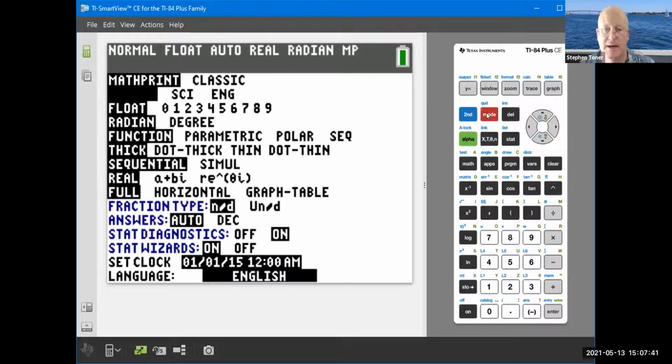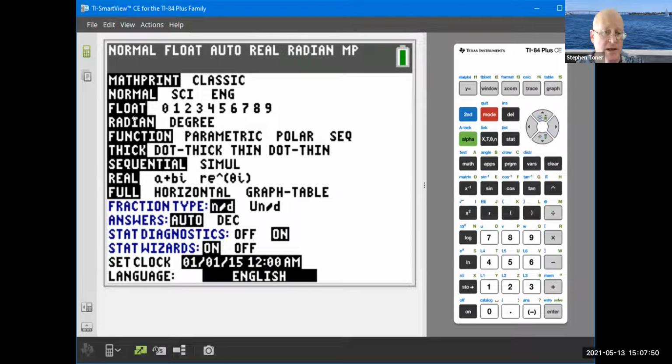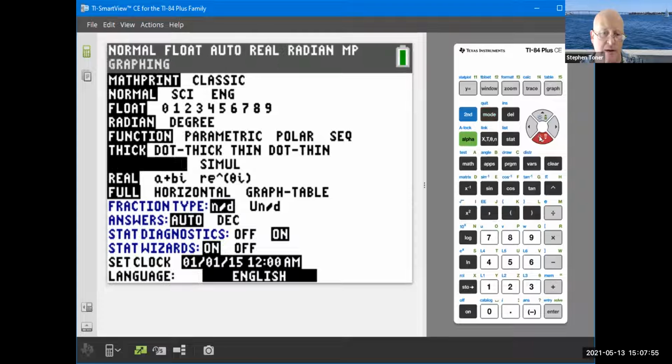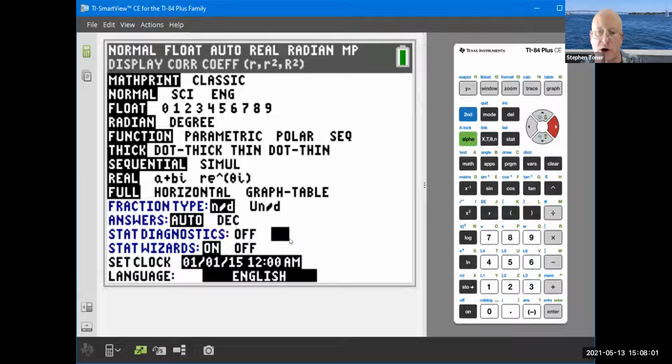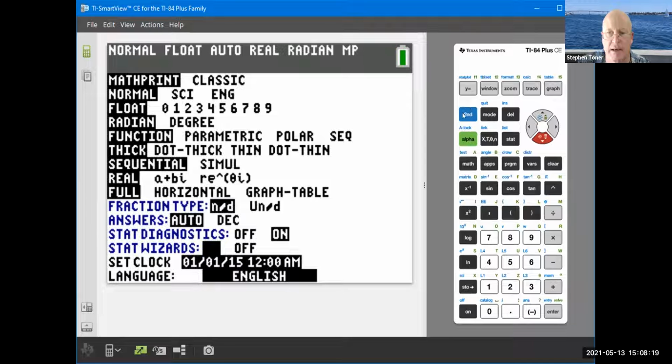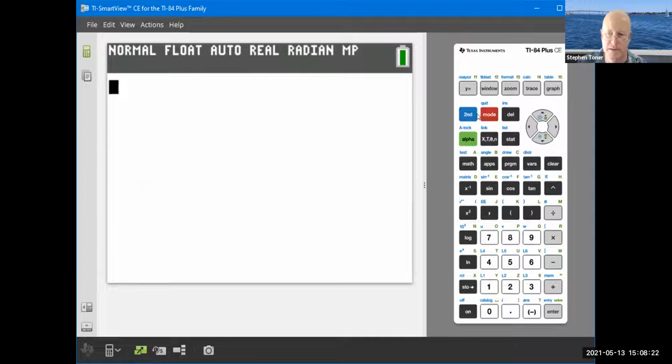If you hit the mode button, depending upon the model of calculator you have, you may have a lot of different choices. Essentially, you want the entire first column highlighted for yourself, except if you have a model of a calculator down here that has a stat diagnostics. You want your diagnostics turned on, and if you have a stat wizard button on the next line, you would like to have that turned on also. I don't ever bother with setting the clock because you never need the clock on these calculators. Again, I'm going to hit second quit to get out of there.